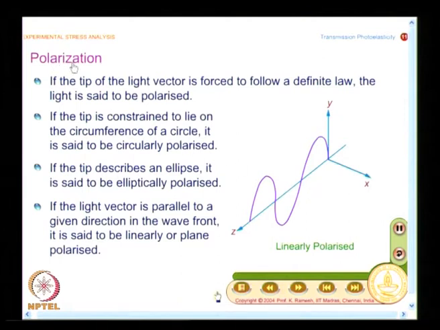So, from a polarization point of view, I can have linear polarization, elliptical polarization and circular polarization. We will choose some of these and find out how to use them in the experiment. That is why you have a plane polariscope and a circular polariscope. What it indirectly implies is that in a plane polariscope, you incident a plane polarized light on the model. In a circular polariscope, the incident light is circularly polarized.